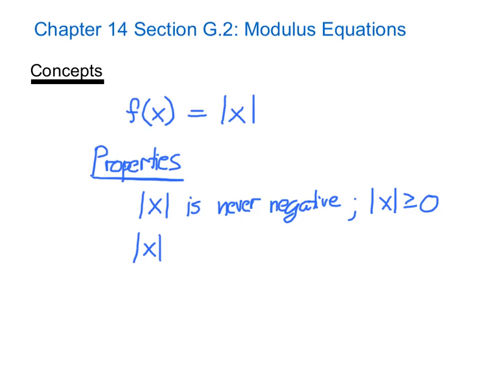Next is the absolute value, or the modulus of x squared, is equal to x squared, again for all x. And you can see that this is true, and we know that squaring any number, positive or negative, is going to get us a positive number. So this property always has to be true. We can also prove, and I won't take the time here, that the modulus of x times y is equal to the modulus of x times the modulus of y, again for all real numbers x and y.